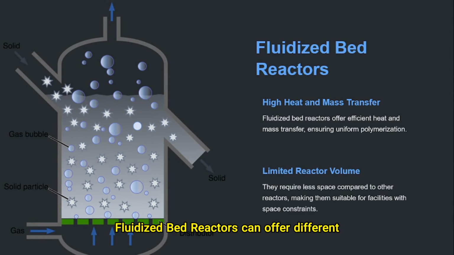Fluidized bed reactors can offer different advantages for us, like high heat and mass transfer and limited reactor volume. About the first one, we can say that fluidized bed reactors offer efficient heat and mass transfer, ensuring uniform polymerization, and the second one, that is limited reactor volume, we can say that they require less space compared to other reactors, so it makes them suitable for facilities with space constraints.